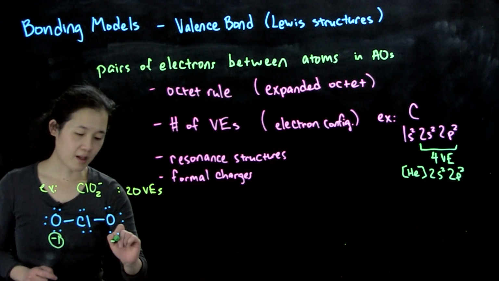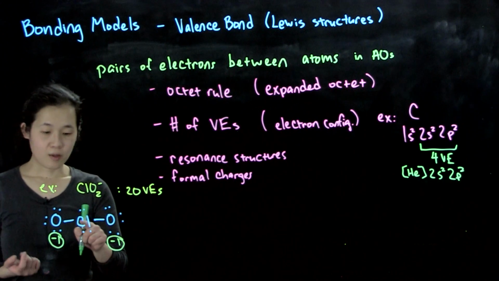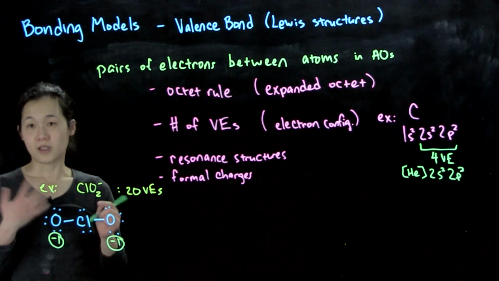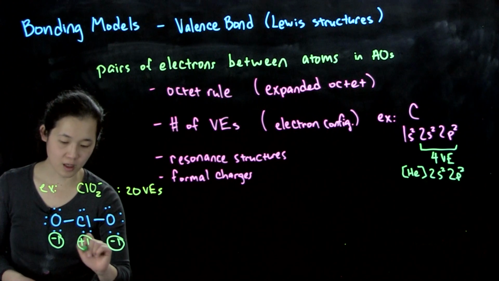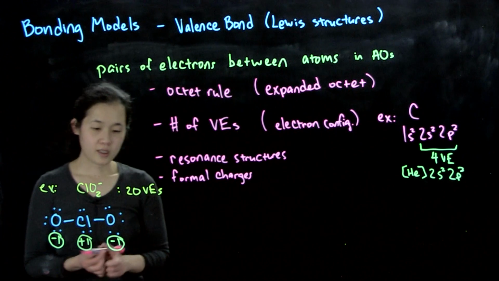This other oxygen is the same, minus 1. And then chlorine has 7 valence electrons, but here we have 1, 2, 3, 4, 5, 6. So that's 6. 7 minus 6 is plus 1. So overall, this chlorine has a formal charge of plus 1. And then we could draw our other resonance structures.